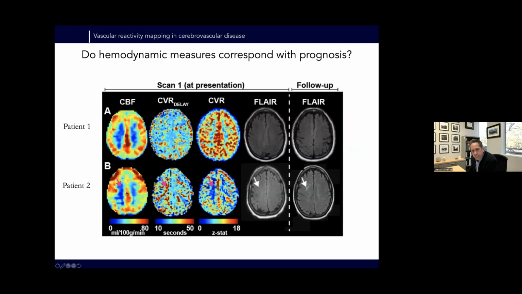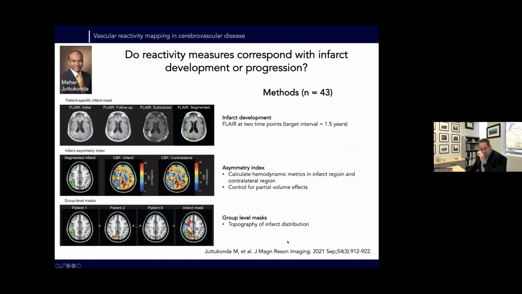And then you take someone like this that has low blood flow in the right MCA territory, maybe evidence of delayed response times, lower reactivity, and then they go on and they develop an infarct in that same region. So that's really what we'd like to do. And that's a real patient. Those are 2 real patients, but they're unfortunately not all as nice as that.